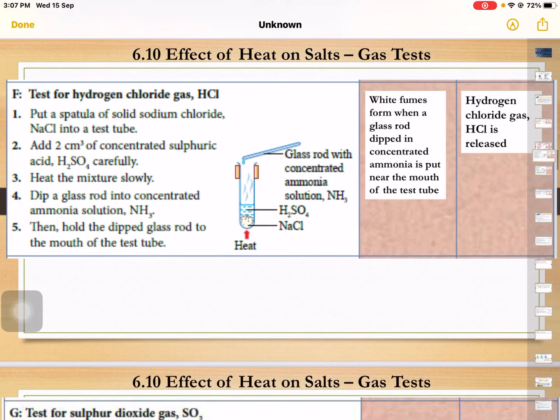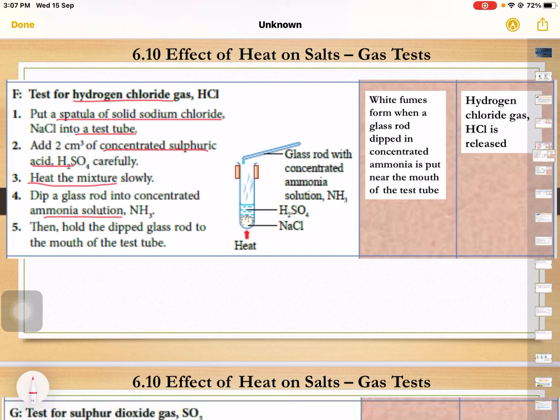Okay, so E, kita ada lagi F. F ni adalah to test for hydrogen chloride gas, ataupun dia punya formula adalah HCl. So, prosedur dia, put a spatula of solid sodium chloride into a test tube. Kemudian kita tambahkan concentrated sulfuric acid. Then kita heat the mixture. Lepas tu dip a glass rod into concentrated ammonia. Okay. And then hold the dipped glass rod to the mouth of the test tube.